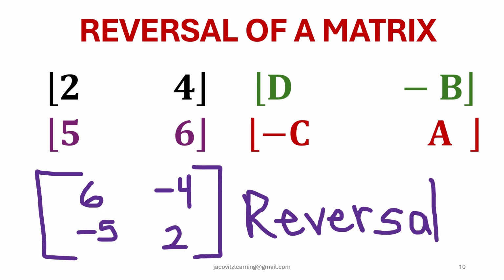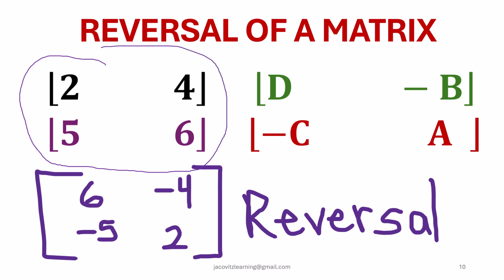So this was one of the matrices from the original matrix 2 by 2. So 2 and 4, 5 and 6. So this is A. Right? This is a position where A would be. This is B. This is C. This is D.